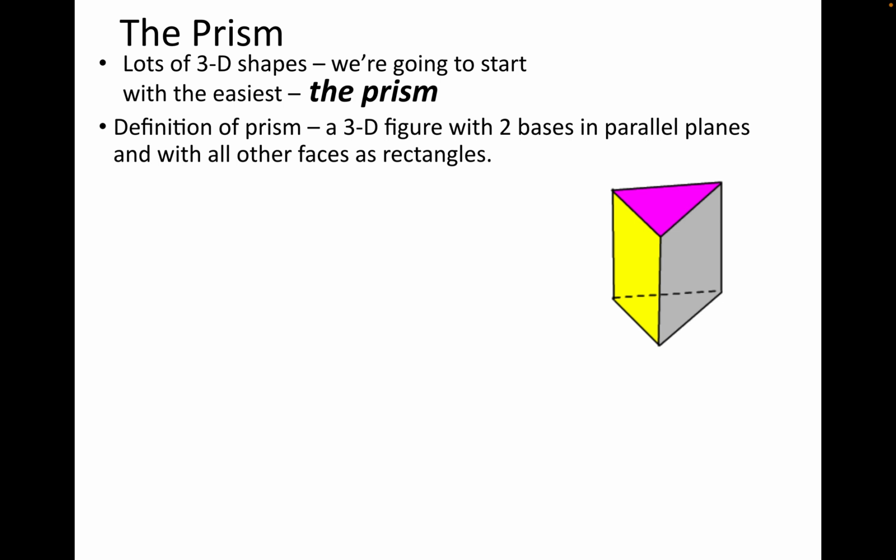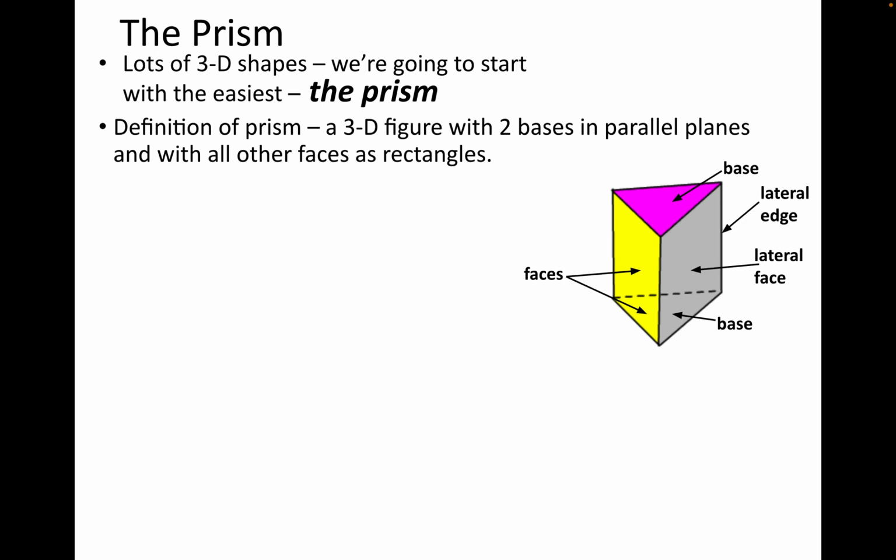These two triangles, the one in pink and the one at the bottom of the shape, are the bases. Any of the polygons that make up the prism are called faces. So that face in yellow, that rectangle in yellow, is a face, and the base is a face. If a face is not a base, it's called a lateral face. So every polygon is either one of the two parallel bases or it is a lateral face.